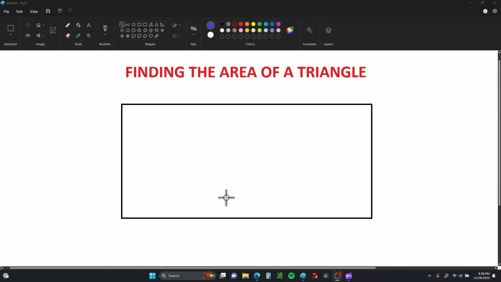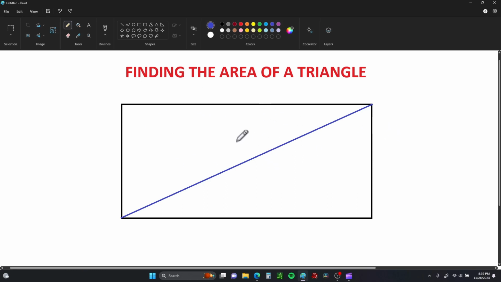This video will explore how to find the area of a triangle, and I know this is a rectangle, but I want to use that to explain where the formula comes from. If I was to divide this rectangle in half, it would be obvious to anybody looking at this that the area of this triangle would be half of the area of the rectangle.